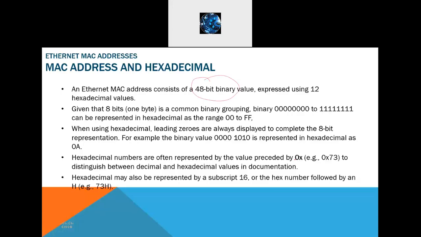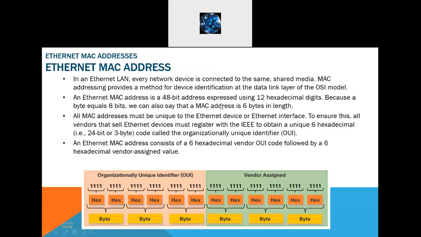And how do you know that it's hexadecimal? Anywhere you see 0x, that is hexadecimal. So you need to know this about a MAC address: it's a 48-bit binary value, and it's 12 hexadecimal values. Another thing you need to know about your MAC address.